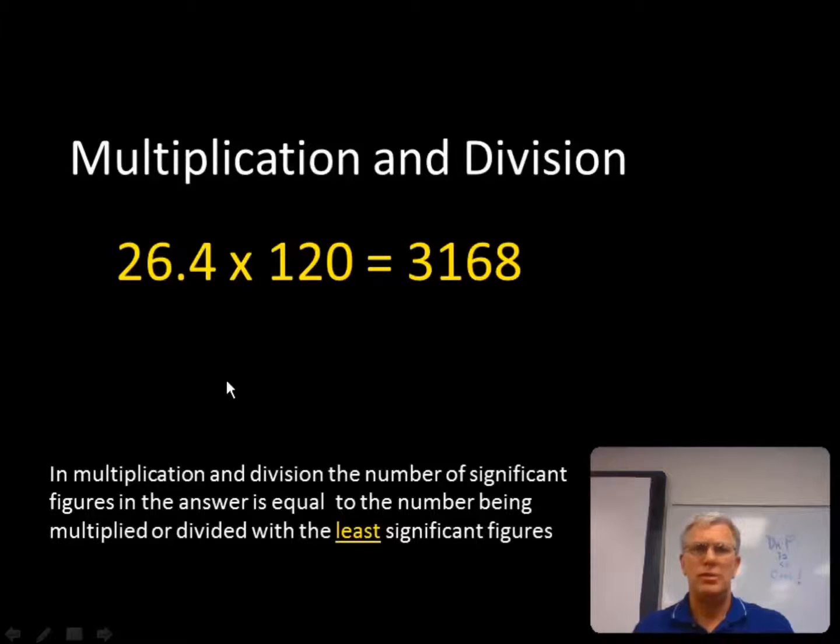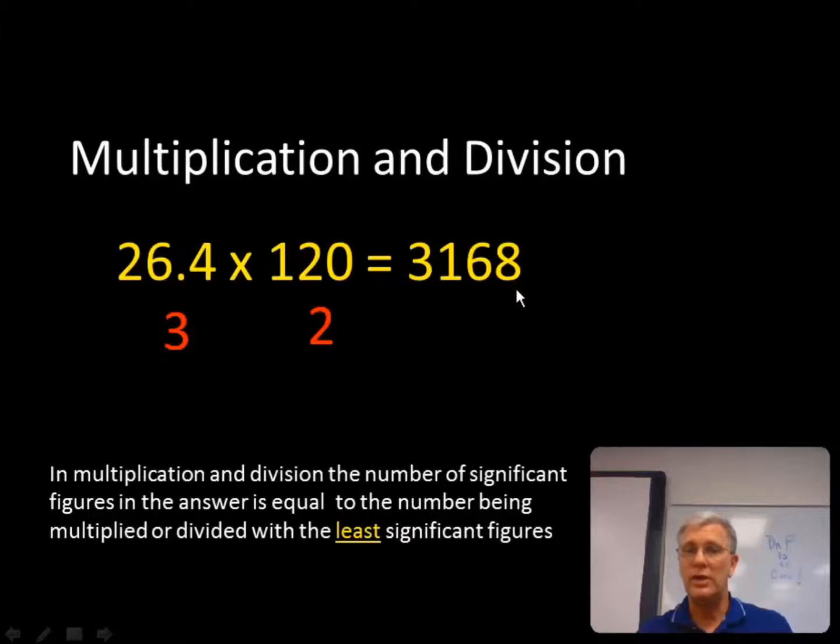So if we look at this problem, 26.4, this would be the Pacific rule because there is a decimal point present, so we'll start counting on this side. 1, 2, 3. There are 3 significant figures in this number. This would be the Atlantic rule because there is no decimal point, so we'll start counting from the Atlantic side with the first non-zero. 1, 2. There are 2 significant figures in this number. So our answer would need to have 2 significant figures.